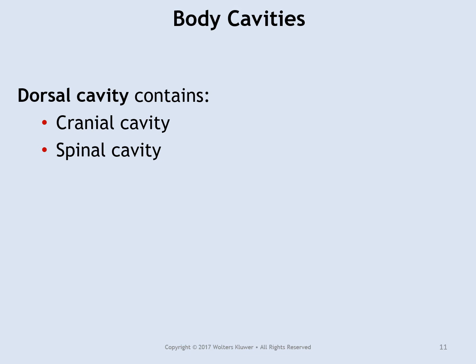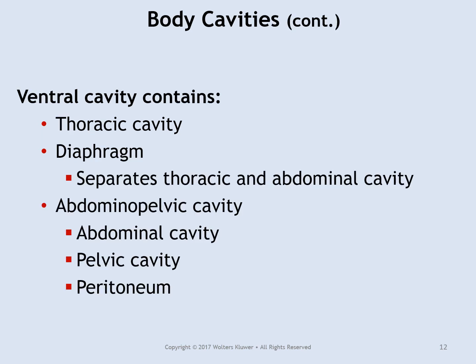So, what do each of these cavities contain? The dorsal cavity contains the cranial and the spinal cavity. The ventral cavity contains the thoracic, and as we mentioned, the diaphragm separates the thoracic and abdominal cavities. And the abdominopelvic cavity has the abdominal and the pelvic cavities contained within it.